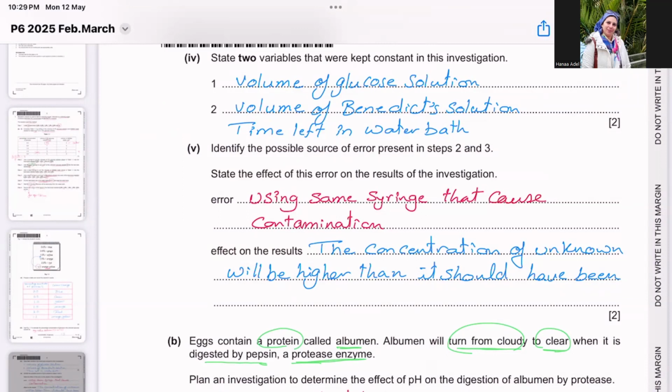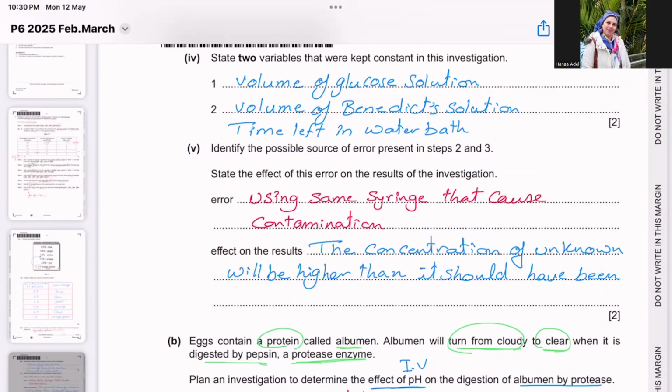Plan an investigation to determine the effect of pH on the digestion of albumin by protease enzyme. So the effect of pH is the independent variable, or the changed variable. How can we change it? By using buffer solution. Now, what are the values needed to change the pH? You can choose 3 different pH values: one acidic, one neutral, and one alkaline, to be sure of the best pH, or the effect of pH on the rate of digestion of albumin by protease enzyme.